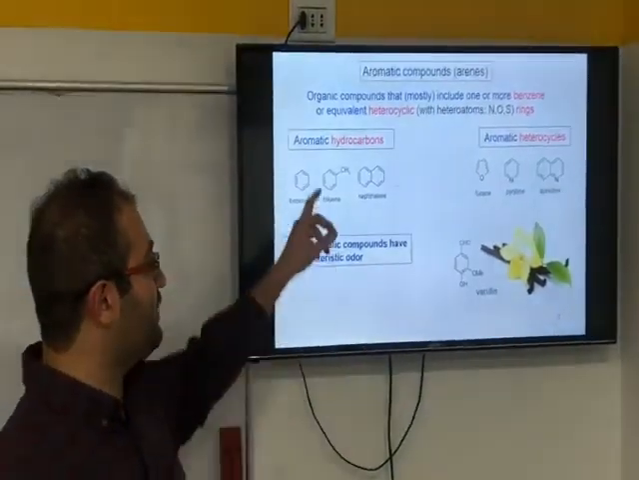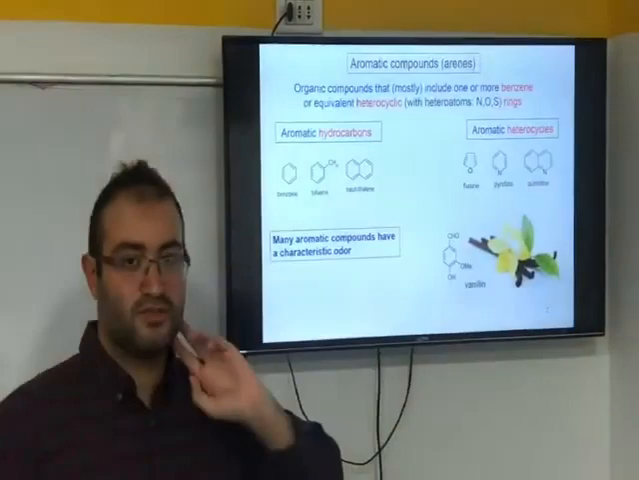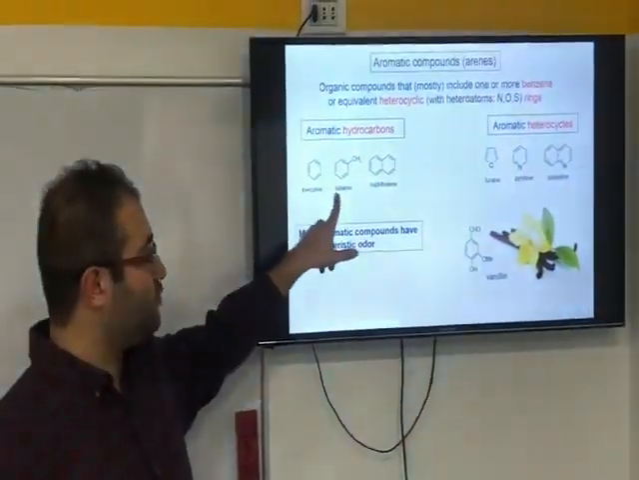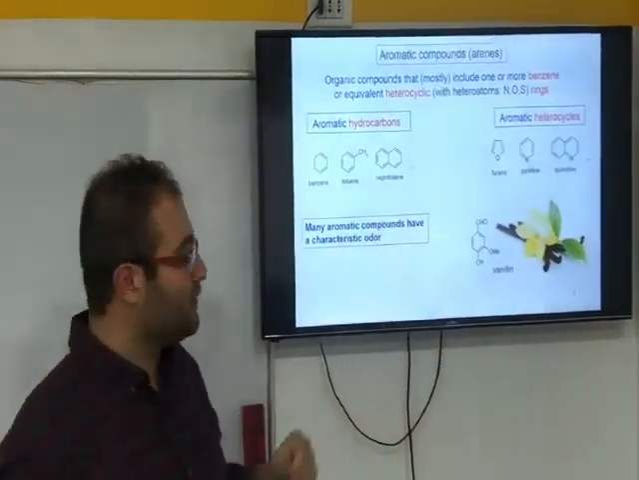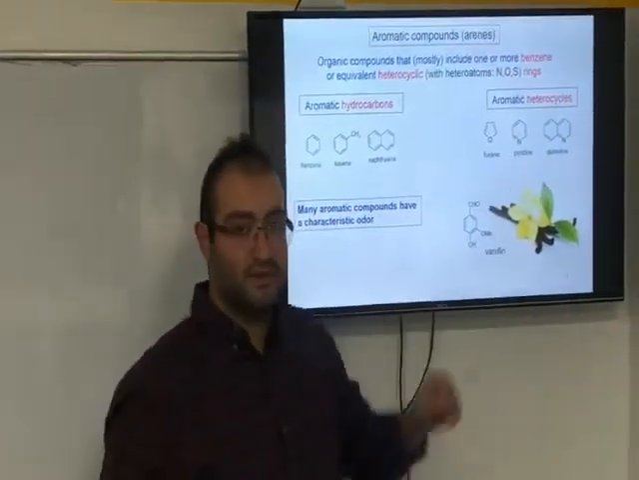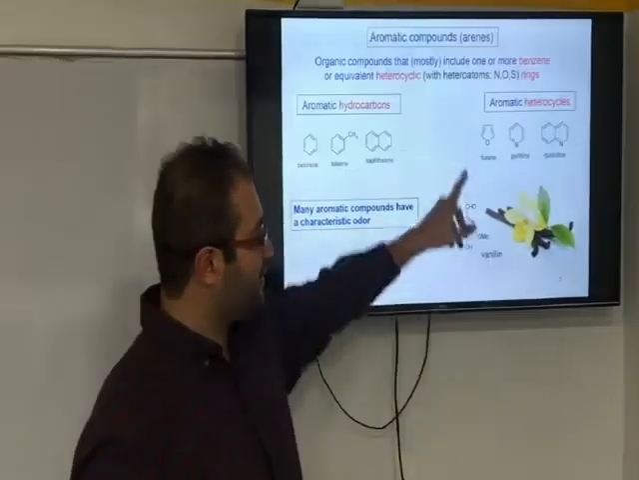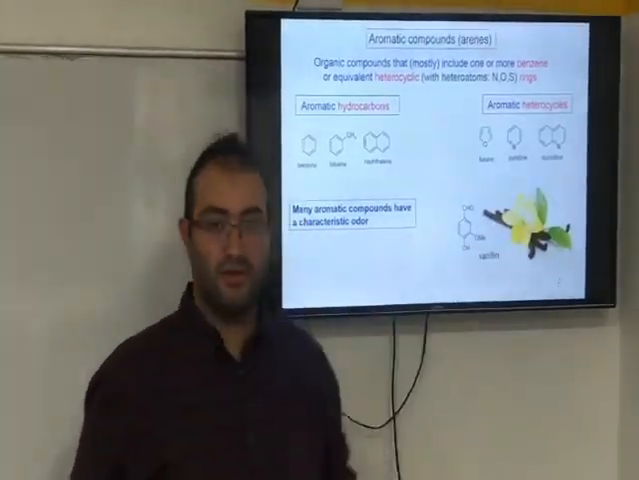Let's first have an overview about aromatic compounds, the different types of aromatic compounds. We have two types. We have ones that are hydrocarbons, consisting only of carbon and hydrogen, like benzene, the most famous aromatic molecule, toluene and naphthalene. And we have aromatic heterocycles that contain a heteroatom, like nitrogen, oxygen, or sulfur, like furan, pyridine, and quinoline.